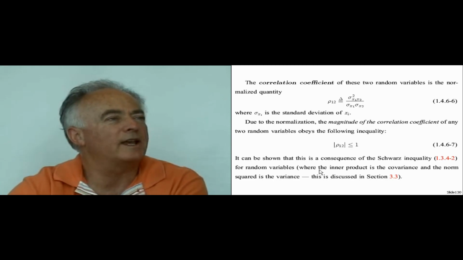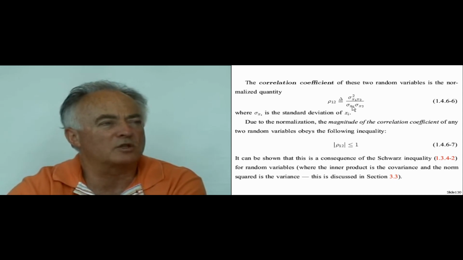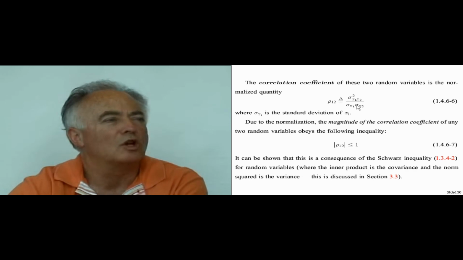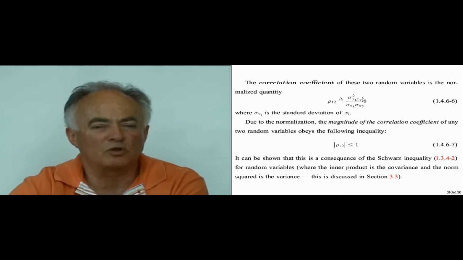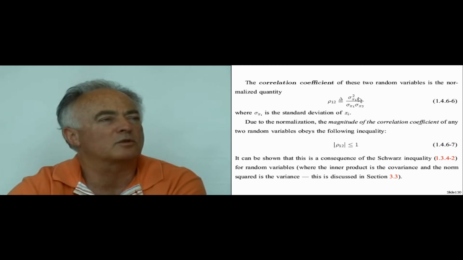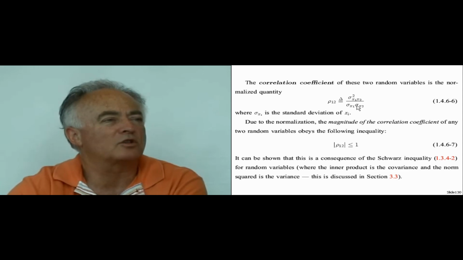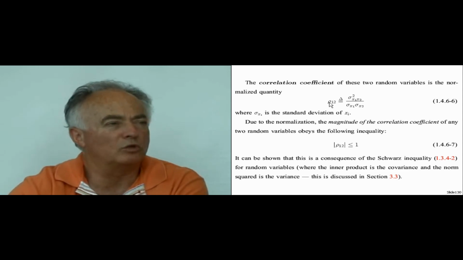Now, the correlation coefficient of these two random variables will be a normalized version of the covariance. Here's the covariance. Divide by the standard deviation of x1 and the standard deviation of x2. You will get a dimensionless quantity, because the numerator is the product of those two, and the denominator again has the dimension of the product. And this is rho 1, 2 for these two random variables.